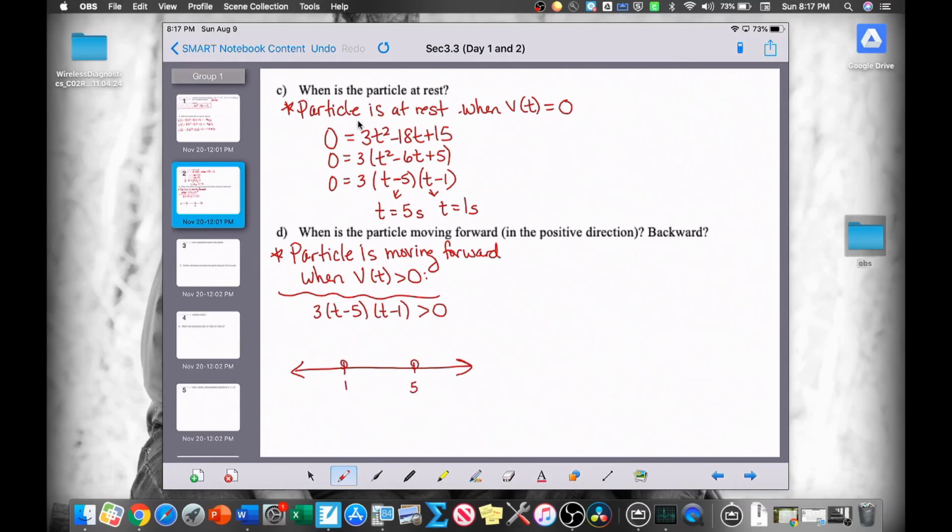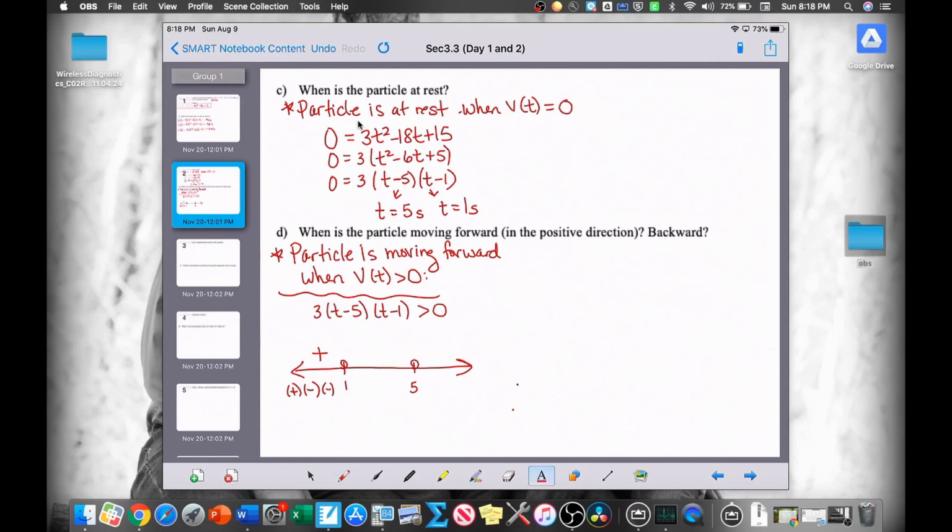And so I am looking first at numbers less than 1. How about 0? When I plug 0 in, I'm going to get 3, which is a positive, times 0 minus 5, which is negative 5, so that's a negative. And 0 minus 1 is a negative. Well, a positive times a negative times a negative makes any values less than 1 come out to be positive in our velocity inequality. If I plug a number in between 1 and 5, how about 2?